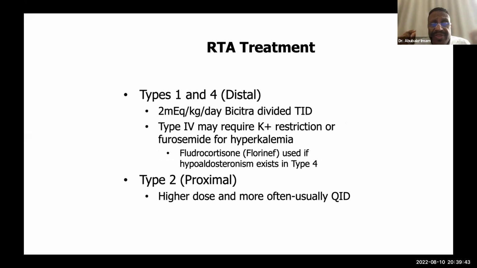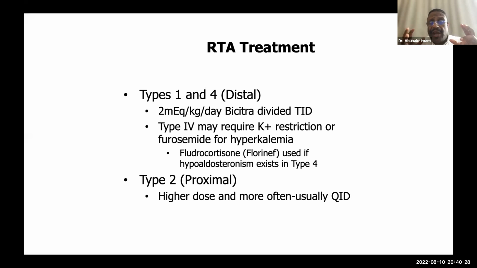Patients with type 4 require potassium restriction in their diet, and sometimes we need to give them diuretics or other medications, like fludrocortisone, to treat the hyperkalemia. Fludrocortisone is given to stimulate the aldosterone response, so the patients will be able to excrete potassium. In the proximal part, type 2, higher doses and more frequent dosing are really needed. It's not going to be TID or BID; it's going to be at least 4 times a day for you to treat. So with excessively higher doses, you're dealing with proximal RTA.